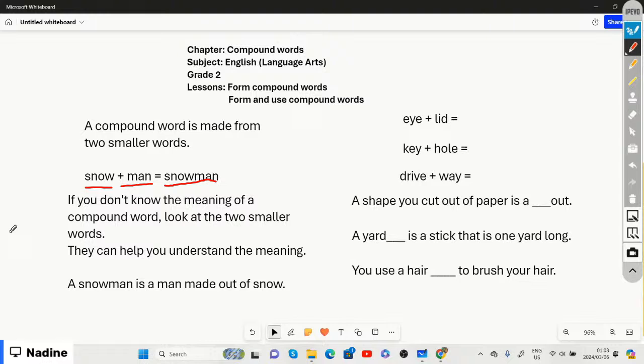If you do not know the meaning of a compound word, you can look at the two smaller words, like for example snow, and the word man, in order to help you understand the meaning. So what is snow? What is man? In order to find out what a snowman is, for example, a snowman is a man made out of snow.